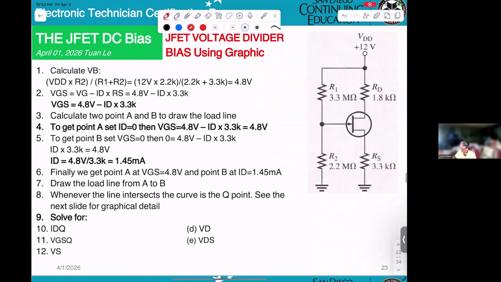Okay, the last one will be voltage divider. Okay, this is the voltage divider. If you want to calculate the VG, that will be VG. Voltage divider, take VDD times R2, divide R1 plus R2. Okay? Then you calculate 2.A.